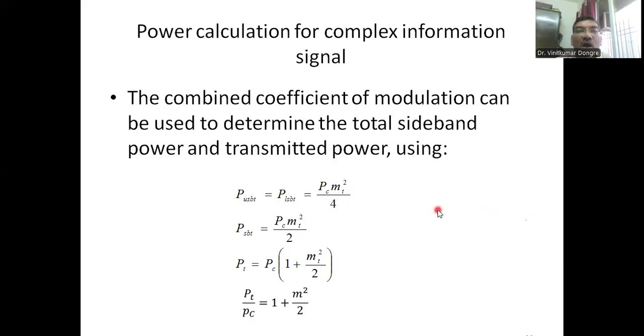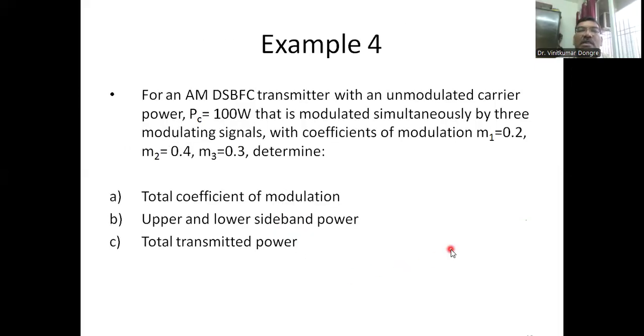Now, how can the power calculation of the complex information signal be done? The complex information signal power can be simply calculated by the same formula. Upper sideband is PC MT squared by 4, where MT is the total modulation index that we have just calculated in the previous slide, and the same for the lower sideband. And PT, the total power, equals PC times 1 plus MT squared by 2. So this is the simple thing. We can have a simple numerical of this, and we will end after this numerical.